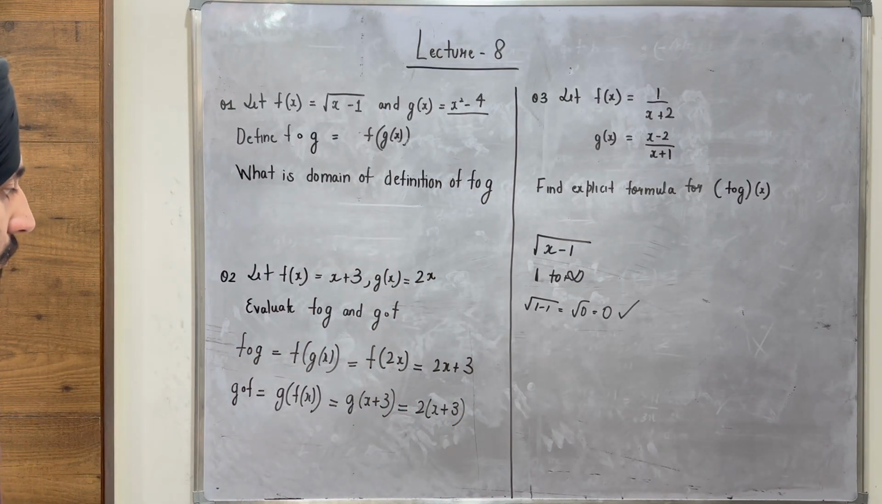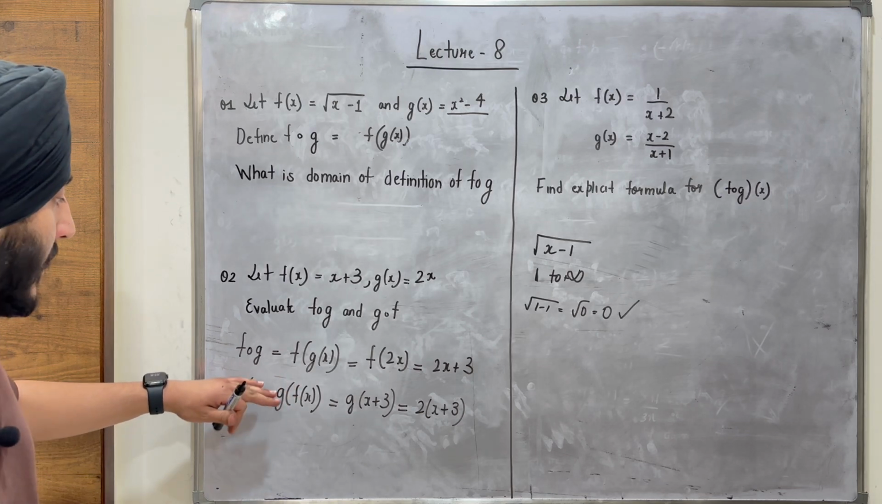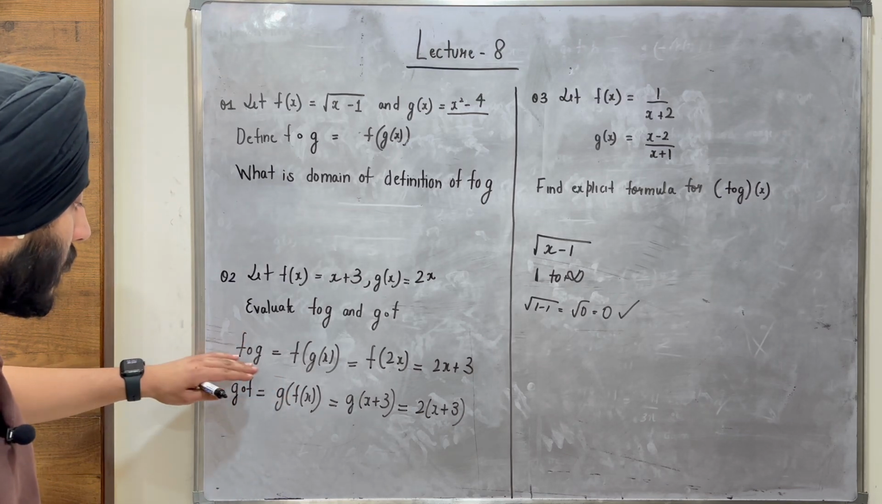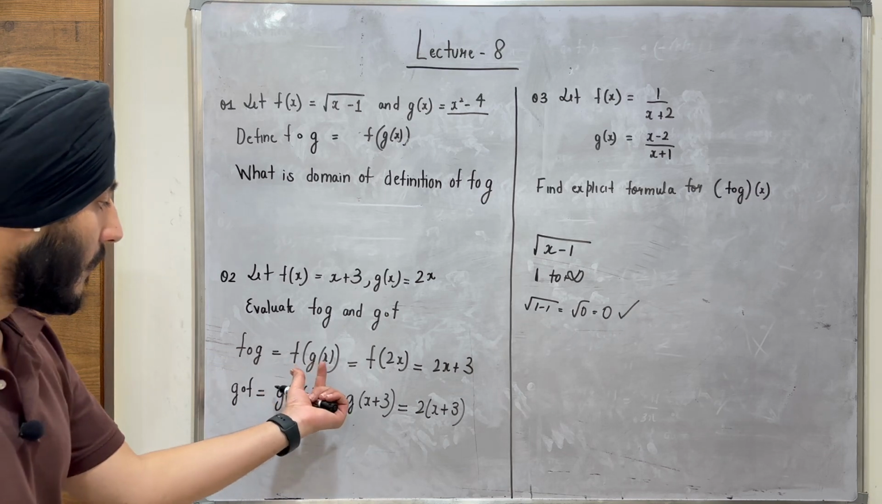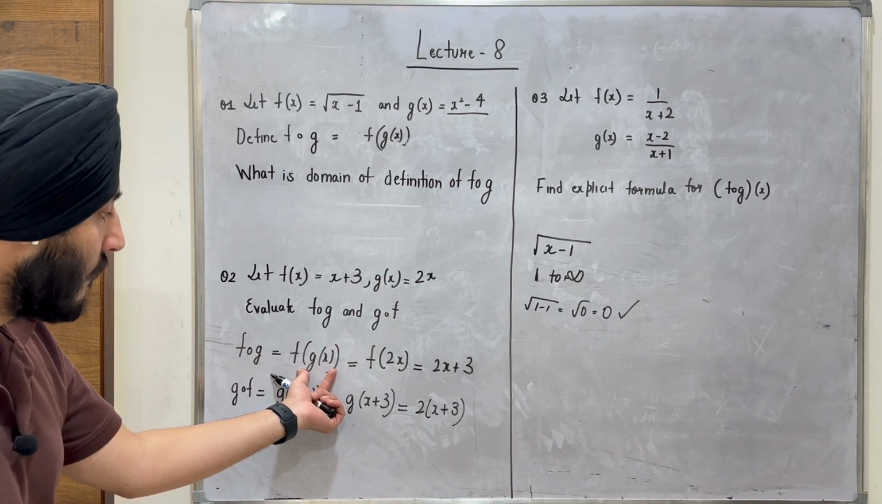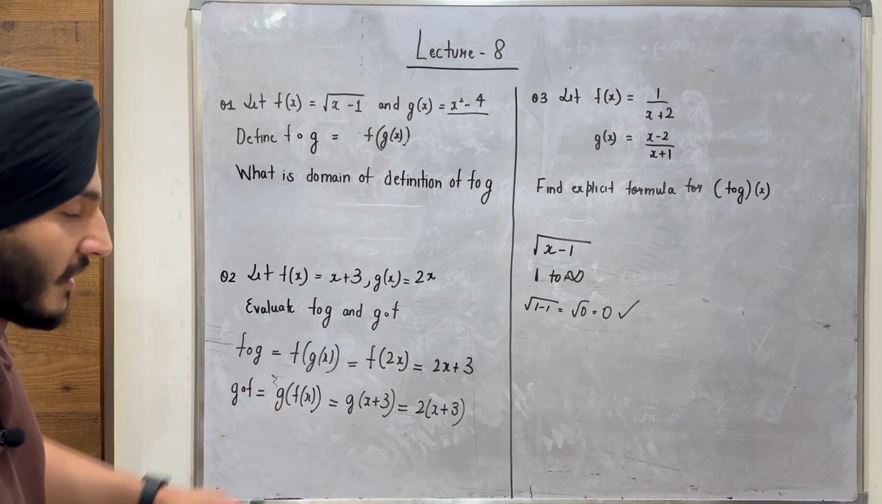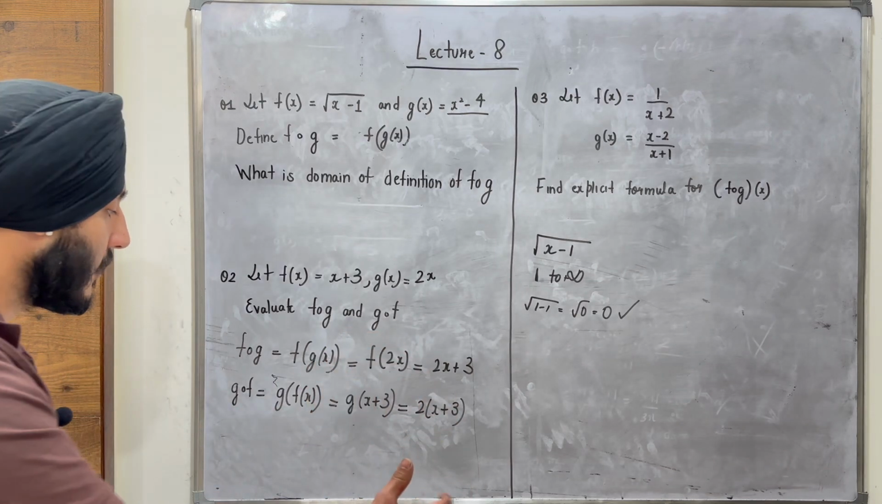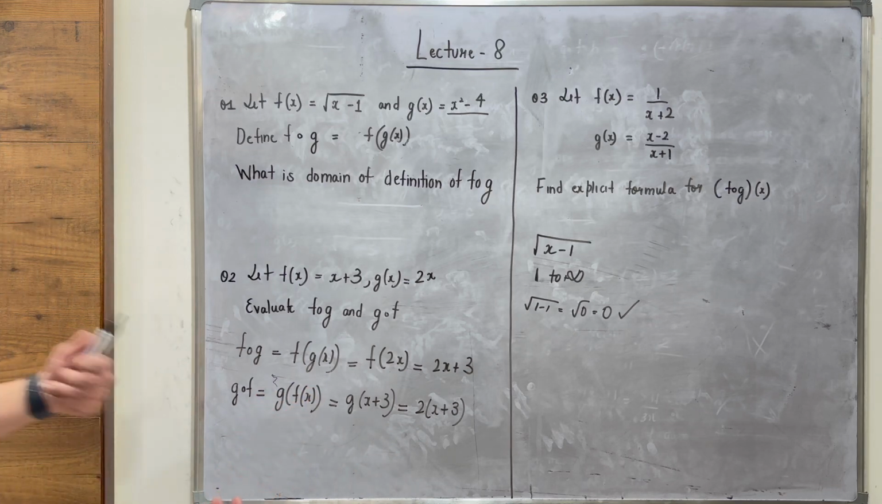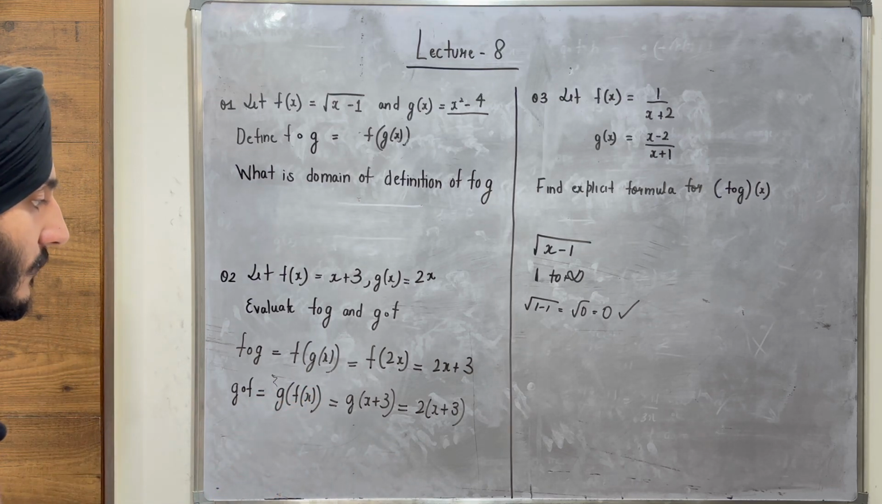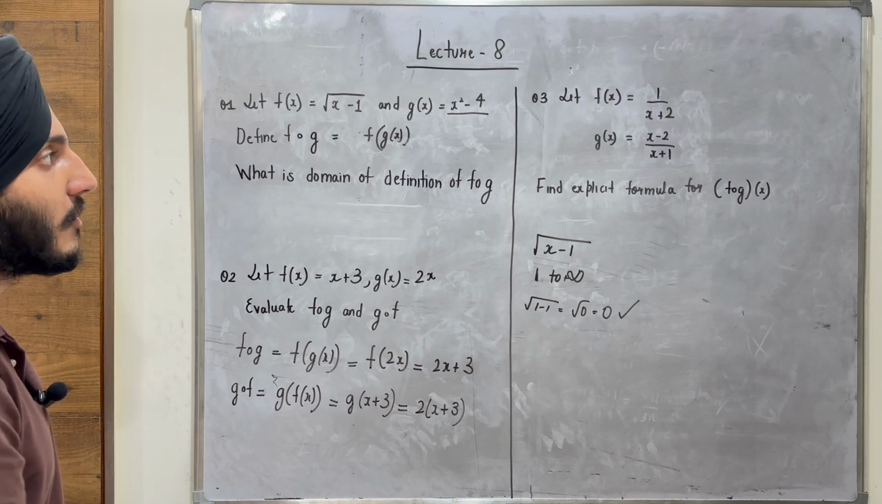Okay, so I hope you understand how this works. When we have the form FOG, that means input the value into g first and then input it into the function f. And in GOF, basically what's on the right hand side, you're supposed to input into that first and then go towards the left hand side. So this is basically the answer to this question.